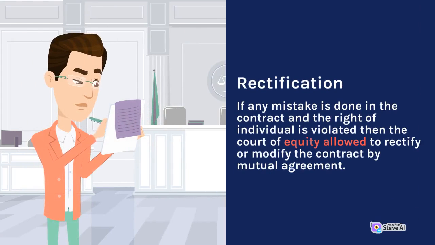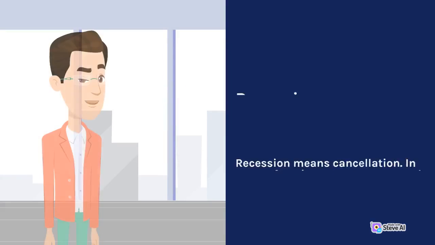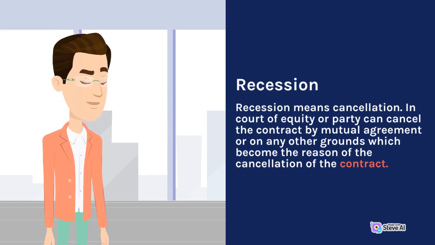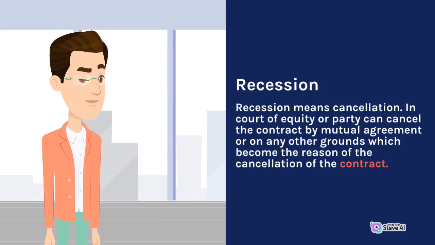Rectification. If any mistake is made in the contract and the right of an individual is violated, then the court of equity allowed the contract to be rectified or modified by mutual agreement. Rescission. Rescission means cancellation. In the court of equity, a party can cancel the contract by mutual agreement or on any other grounds which become the reason for the cancellation of the contract.